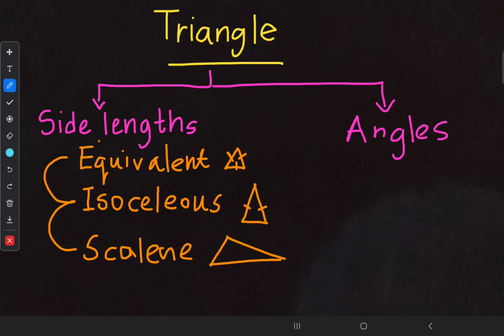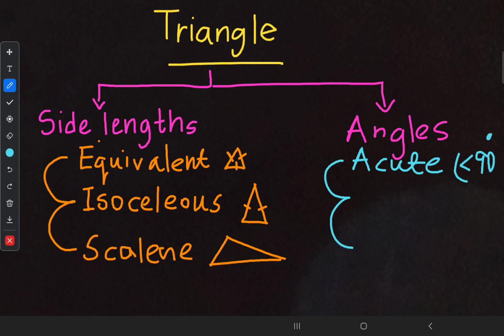When we consider angles, we can split this into three portions. First one is the acute triangle. In an acute triangle, all the angles inside the triangle are less than 90 degrees. We'll study them in detail. For your explanation only, I'm using this magnitude.